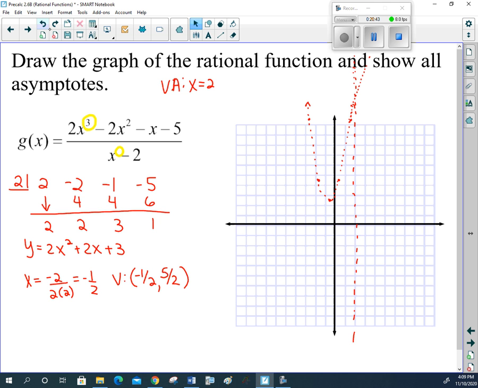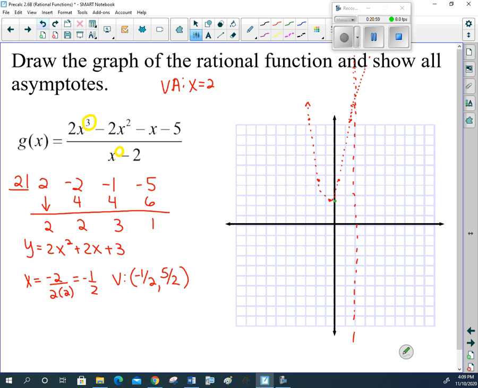We could find the y-intercept, I guess. So the y-intercept is 2.5. The y-intercept is right here, just to the left of the vertex of our parabolic asymptote.